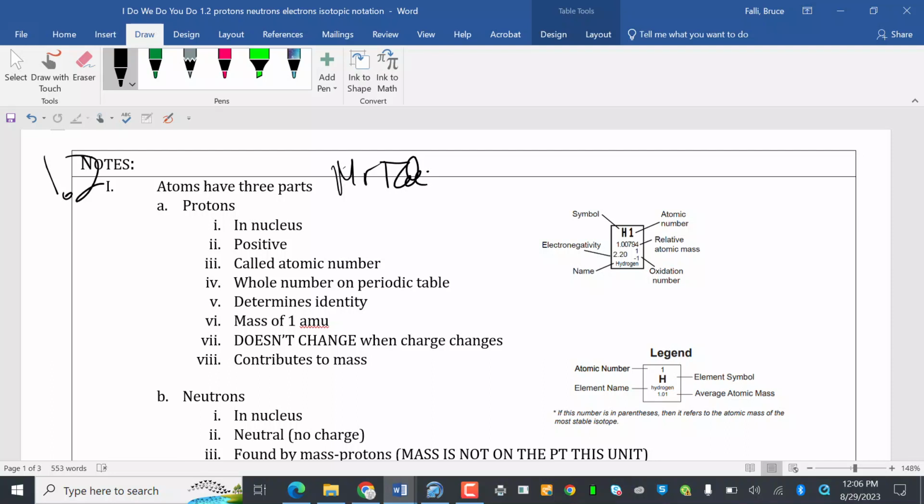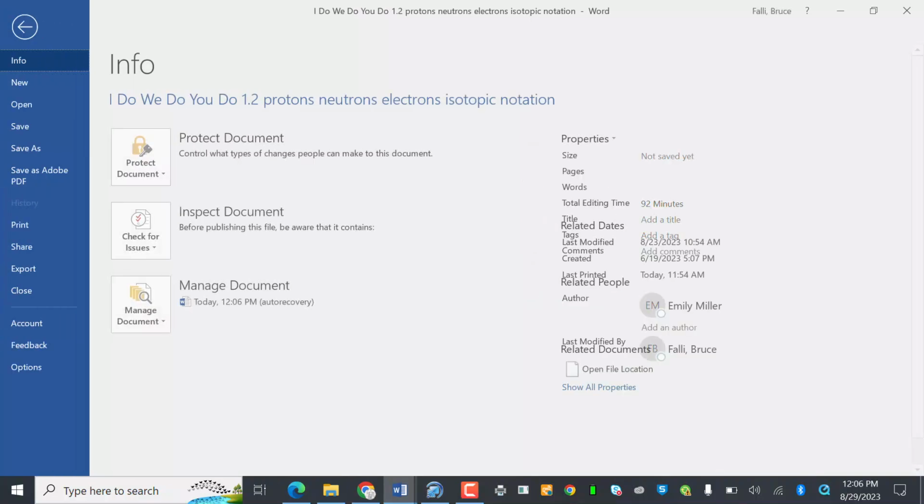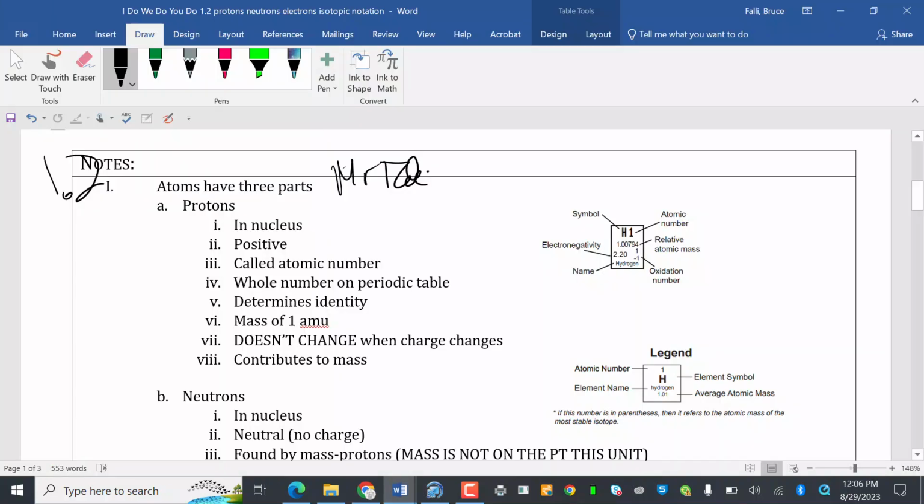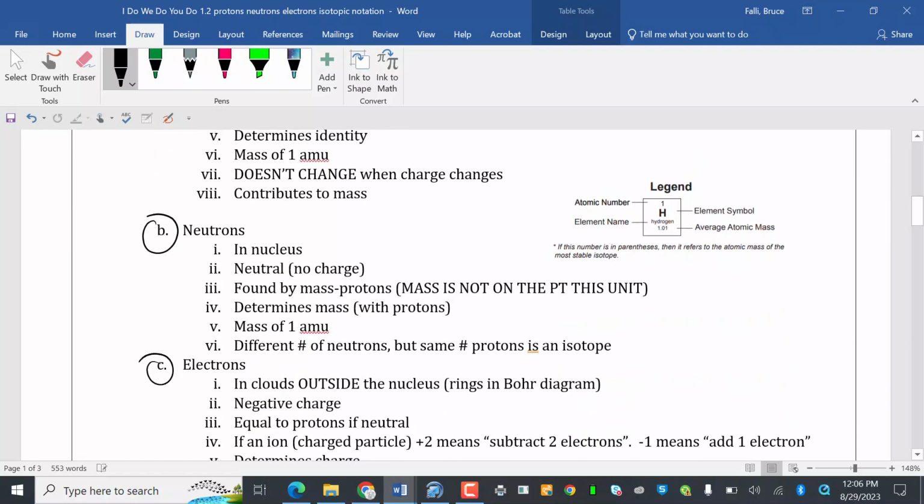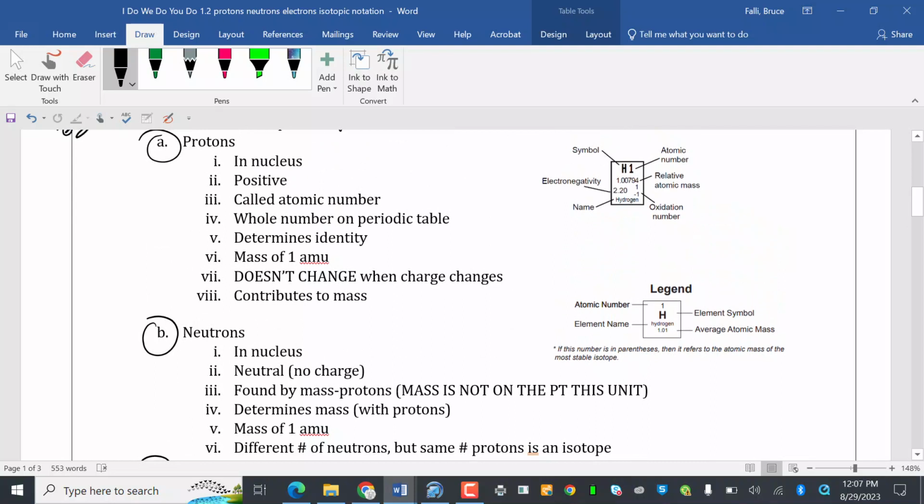We're going to go over what atoms are and what they do and all that other good stuff. Atoms have three parts. I think you probably remember this from middle school: protons, neutrons, and electrons, right? Protons are in the nucleus. Protons are positive. Protons are called atomic number, or, believe it or not, we throw this at you sometimes too, Z.